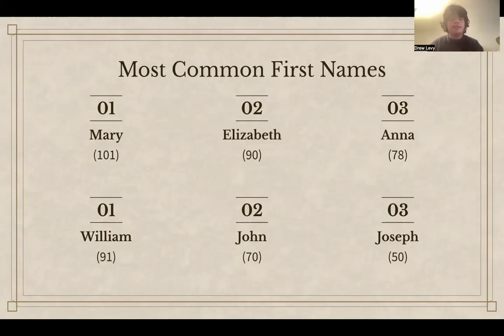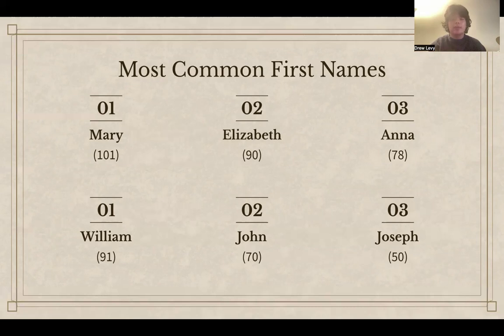I also decided to track the most common first names in the graveyard. I found that the most common names are typically biblical in nature, which makes sense considering the strong religious involvement of these individuals. The top names for women are Mary with 101, Elizabeth with 90, and Anna with 78, although interestingly, there are actually only 7 Anns.